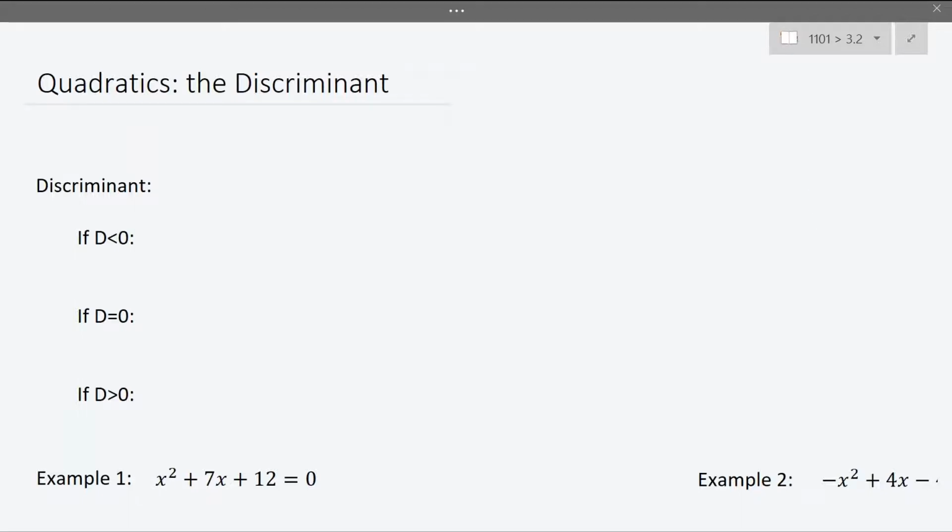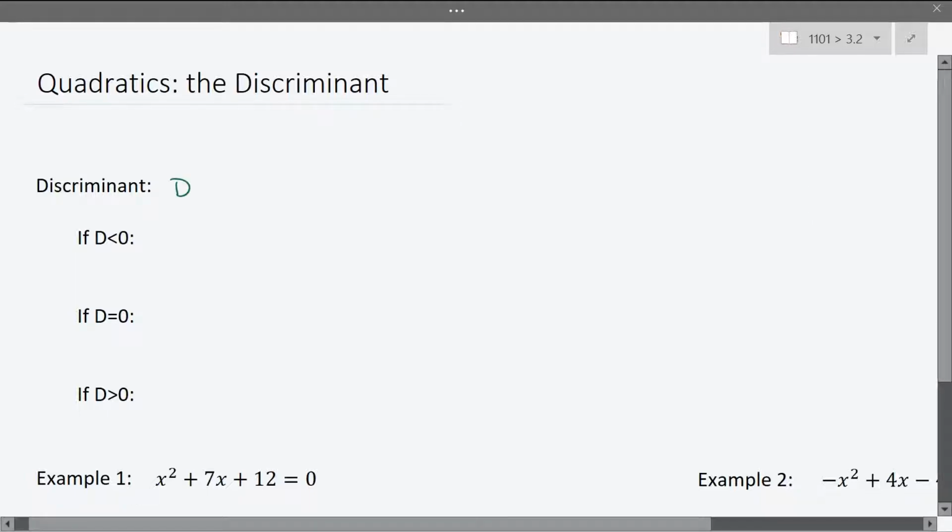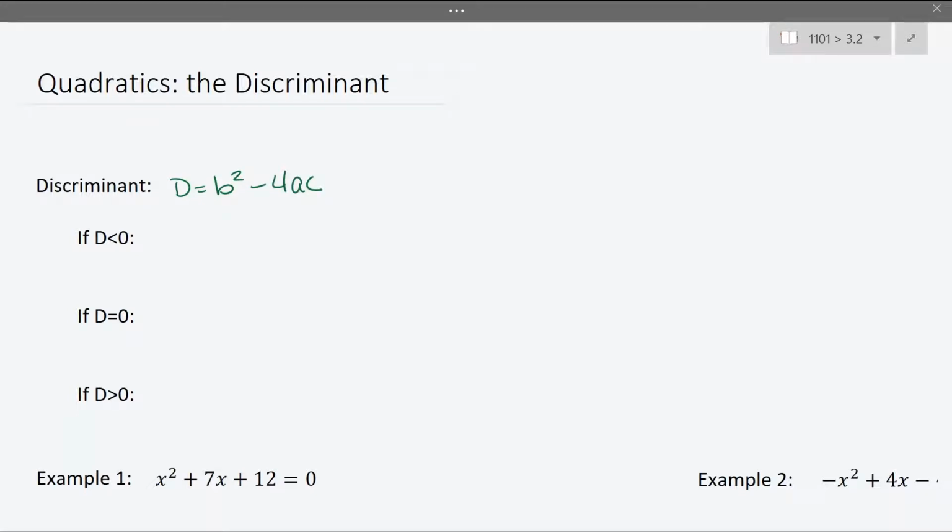In this video, we're going to be looking at finding the discriminant of a quadratic. The discriminant of a quadratic can be found by the formula d equals b squared minus 4ac. And it tells us how many solutions our quadratic will have. The solution of a quadratic is where the parabola crosses the x-axis. So where y is equal to 0.